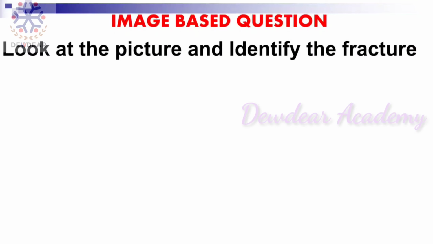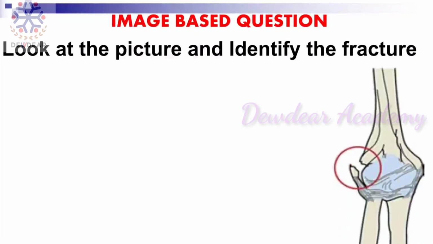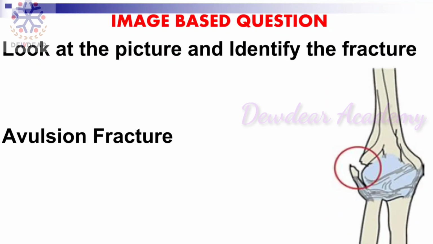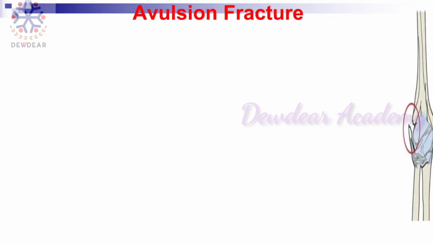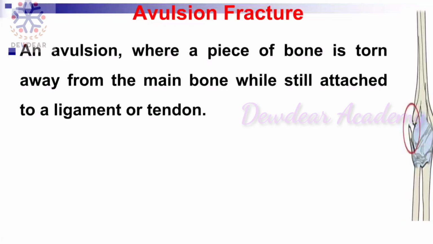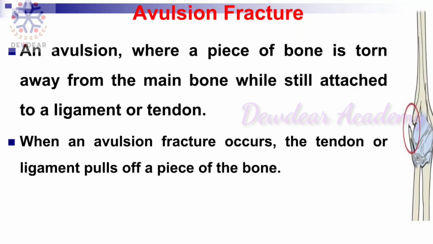Look at the picture and identify the fracture. What is the fracture in this picture shown? Answer is avulsion fracture. Avulsion means a piece of bone is torn away from the main bone while still attached to a ligament or tendon. And when an avulsion fracture occurs, the tendon or ligament pulls off a piece of the bone.